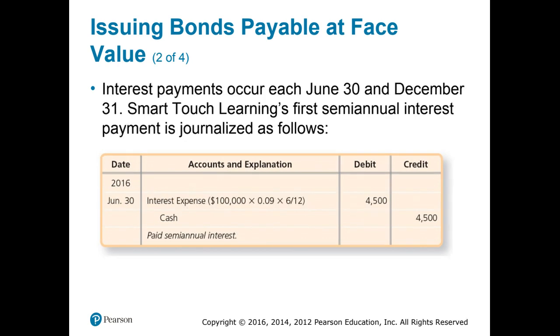Then we have interest payments that occur every June 30th and December 31st. Smart Touch Learning's first semi-annual interest payment is journalized. We're going to debit our interest expense and credit cash. And to calculate the interest expense, we took the 100,000 times the 9% times the time. In this case, it is 6 months, so 6 over 12. And that gave us the 4,500. Our note is that we paid semi-annual interest. Semi-annual, 6 months.